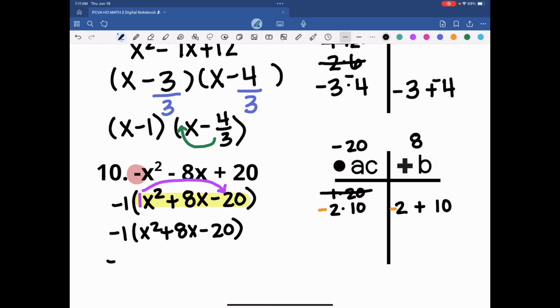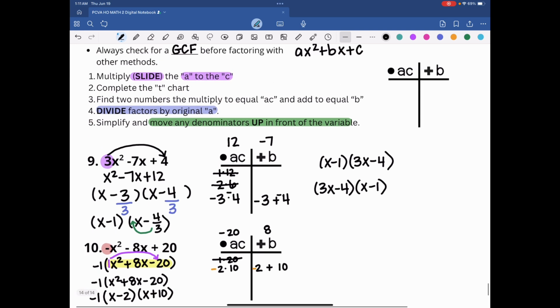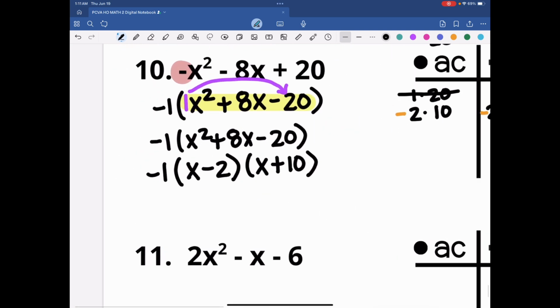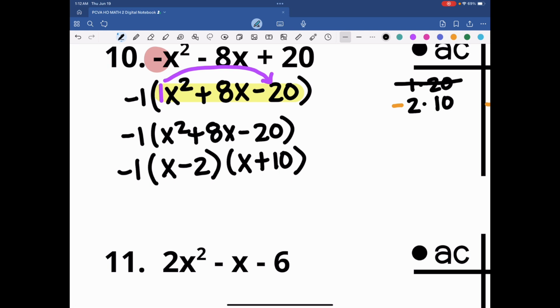So that -1 doesn't go away. The GCF is still part of the problem. So we're going to put it in parentheses and we're going to say x minus 2 because it was -2, and then x plus 10. Now, if we go back to our method, the slide, we slid it over, then we divide. Well, technically, we slid a positive 1. So if we slid a positive 1, dividing by 1 is not going to change anything. So this is my final factored form.